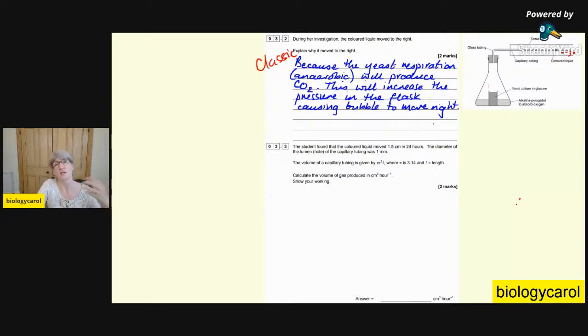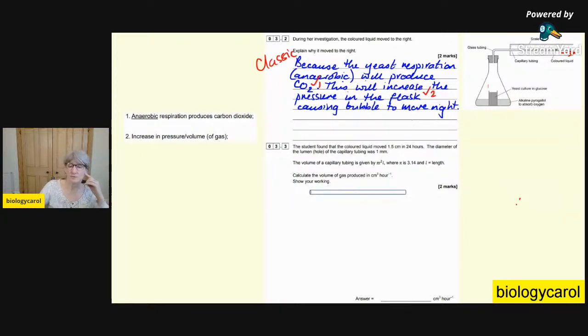So, because yeast respiration, anaerobic. Notice I've written the word respiration, and I thought, hold on, do I know whether it's aerobic or anaerobic? Yes, I do. I'm writing it in. Just a little hint there: if you know the type of respiration, write it in, because at A level, knowing that and showing that you know it is what gets you the mark. Will produce CO2, increase the pressure in the flask, causing the bubble to move. So here we go. You needed anaerobic respiration to get the mark. And this whole thing about increasing the pressure or the volume of the gas got you the second mark.